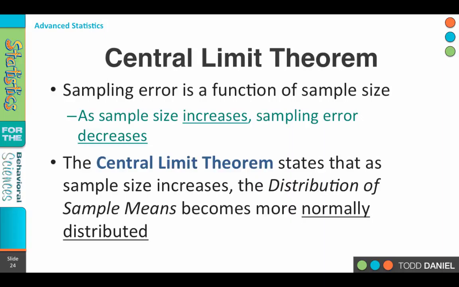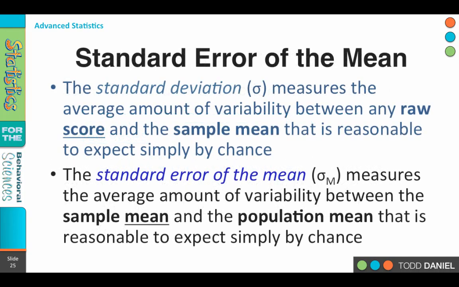Now, the central limit theorem says that as sample size increases, that distribution of sample means that we just talked about becomes more normally distributed, and that is what we want. Another idea that we need to have in mind is something called the standard error of the mean, which is very similar to standard deviation, only it has to do with the samples that we've been talking about. So, standard deviation, this sigma figure, represents the average amount of variability between any raw score and the sample mean that we could expect by chance.